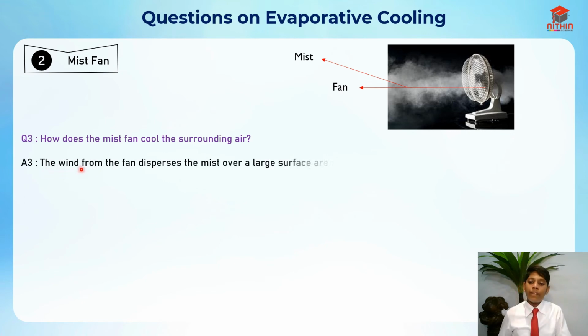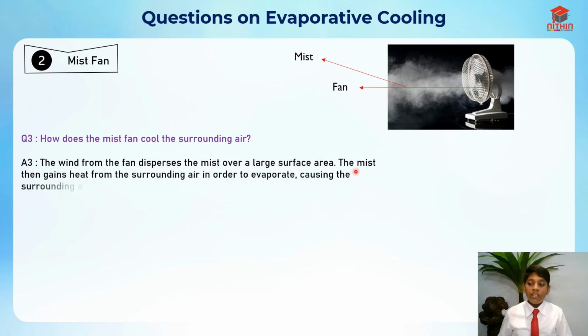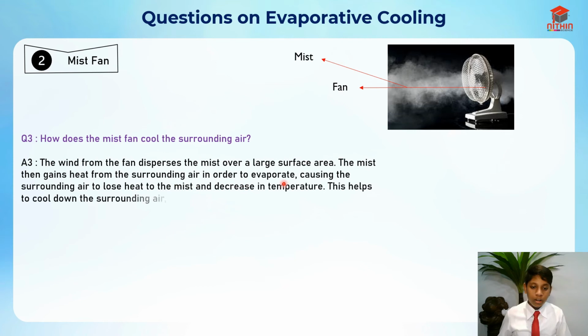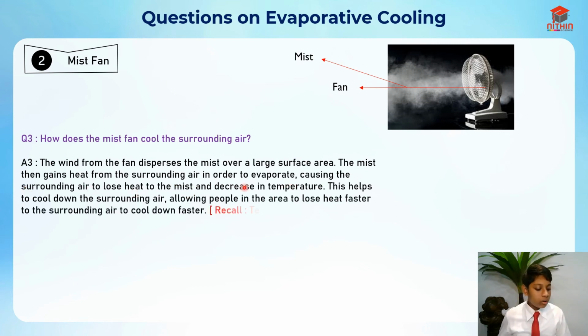The wind from the fan disperses the mist over a large surface area. The mist then gains heat from the surrounding air in order to evaporate, causing the surrounding air to lose heat to the mist and decrease in temperature. This helps to cool down the surrounding air, allowing people in the area to lose heat faster to the surrounding air to cool down faster.